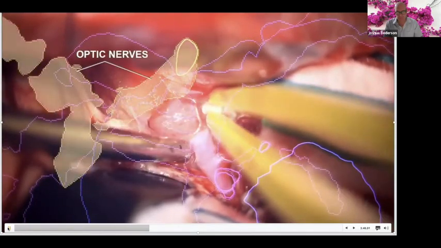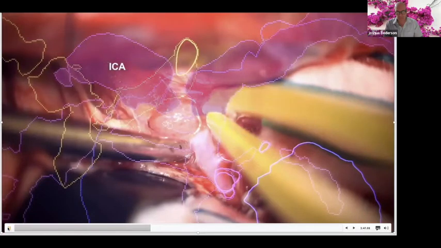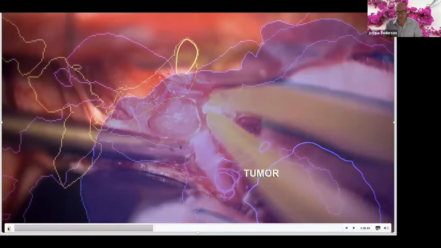Here we have specifically outlined the optic nerves, the internal carotid artery, the middle cerebral artery branches, and the tumor. We start by carefully dissecting the tumor away from the branches of the middle cerebral artery. There is a superior and posterior offset of the heads-up display relative to the patient's anatomy.